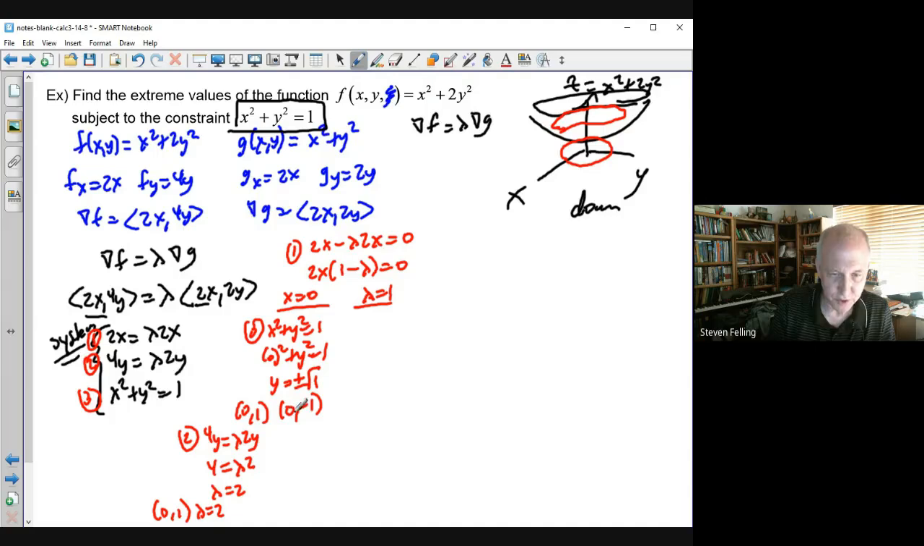So if we have 0, negative 1, right? I'm going to use that same equation, 4y equals lambda 2y, to find what the lambda is. If I plug negative 1 in for y, I'd have negative 4 equals lambda times 2 times negative 1, which is negative 2, which would also give me lambda equals 2. So another possibility is x could be 0, y could be negative 1, and lambda could be 2.